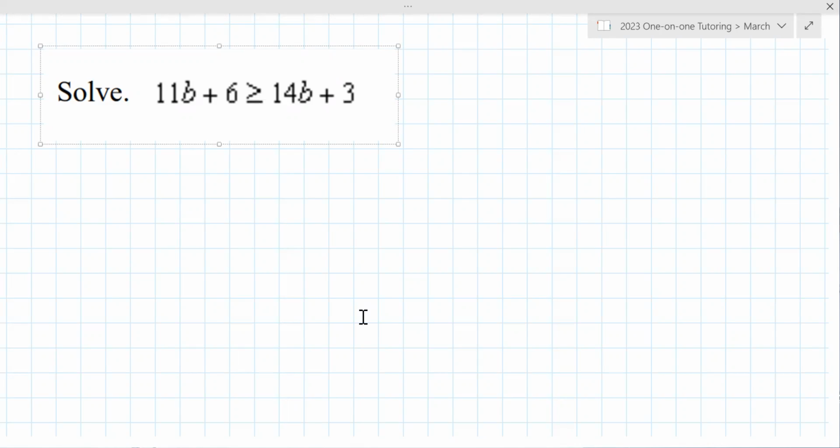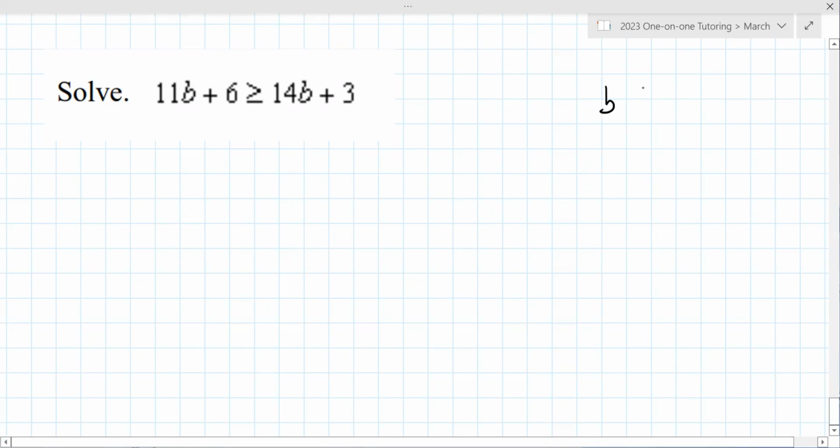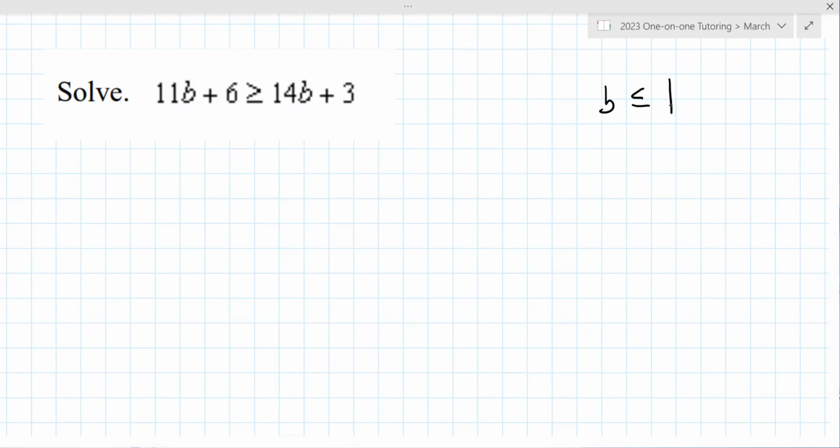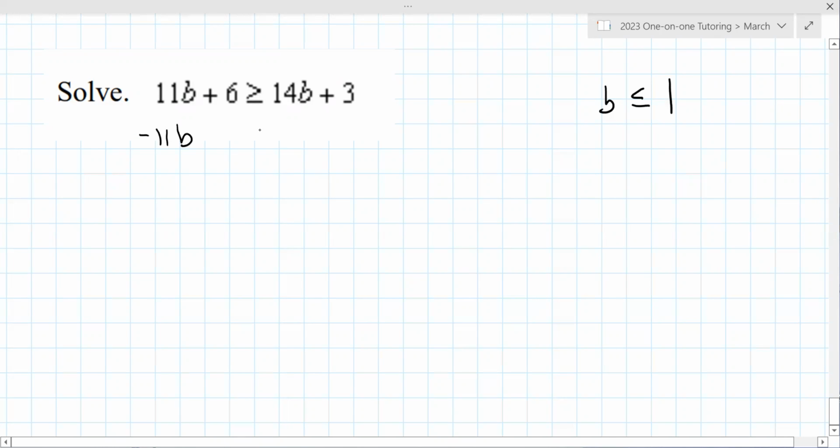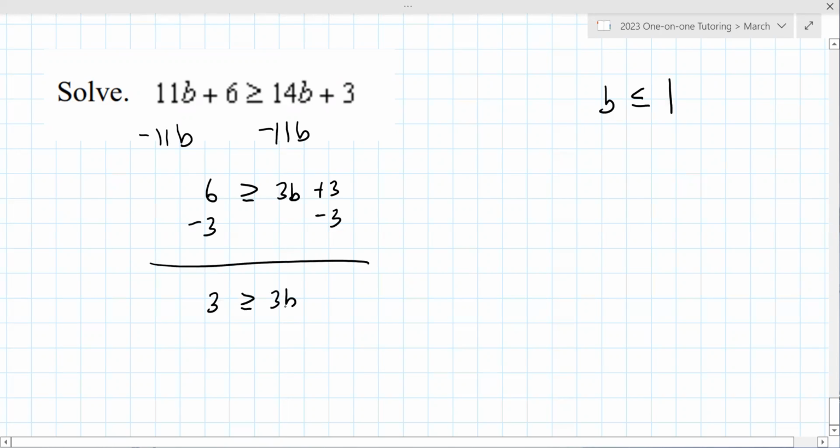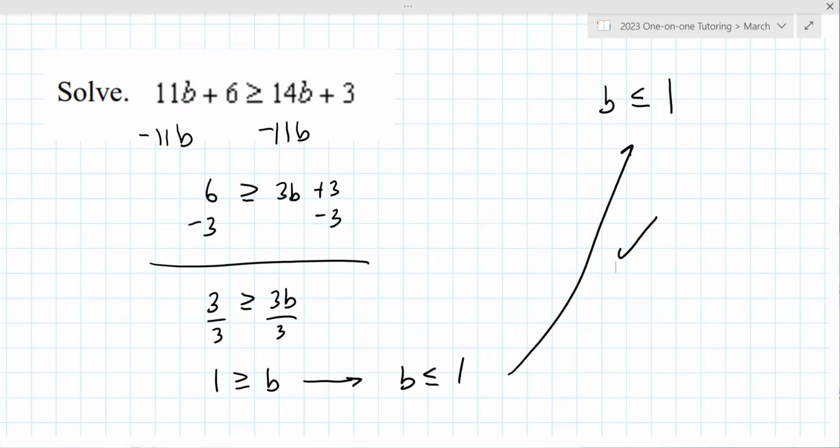Okay. b is less than or equal to 1. Is this what you mean? Yes. What did you do first? First, I subtracted 11b from both sides. Yep. Okay, so 6 greater than or equal to 3b plus 3. I assume you subtracted 3 next, so that's 3 greater than or equal to 3b, divide by 3. And so you have 1 greater than or equal to b, which is weird, so you rewrite it as b less than or equal to 1. Very good, excellent.